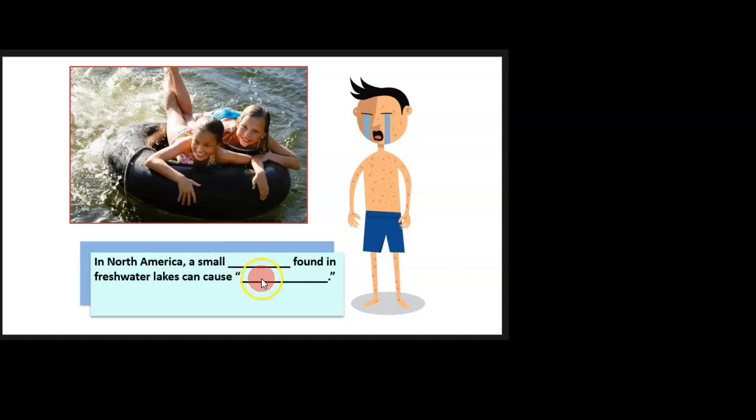So in North America, you can actually find a small brown fluke, and it's found in freshwater lakes, and it causes what we call swimmer's itch. This is here in Utah. It has happened in Utah, but it's not quite as common. And it's characterized by minor skin irritation and swelling.